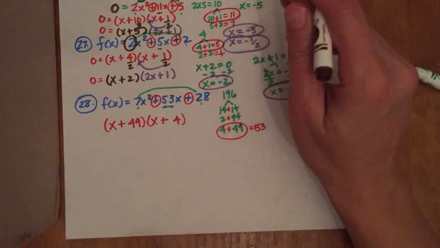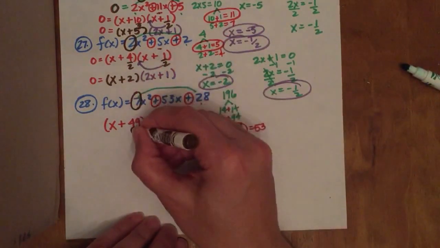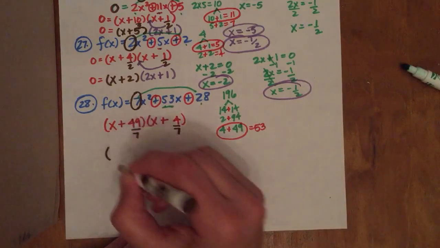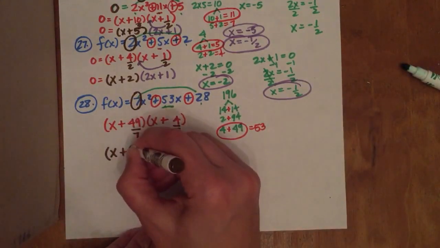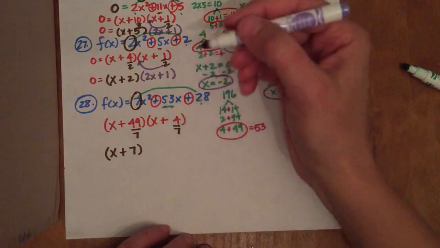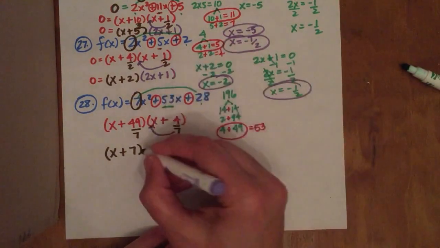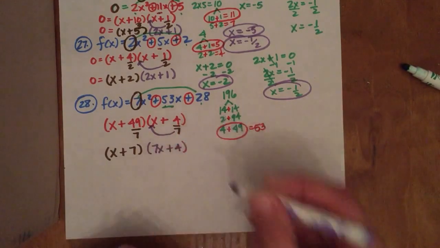Now let's do the DA part of DARM. Divide by a. My a term is 7. So I'm going to divide both of these by 7. Then the R is reduce. So 49 divided by 7 actually reduces to 7. However, I cannot reduce 4 over 7, so I go to the last portion of MF-DARM, which is M, which is move. So I'm going to move the 7 in front, so I have 7x plus 4.